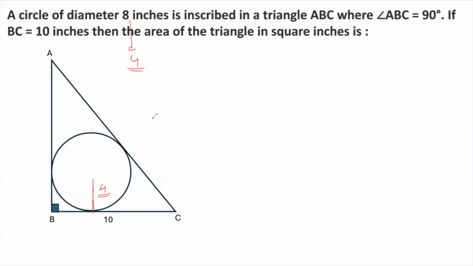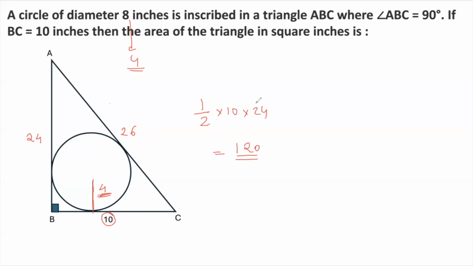And now in our table that we had discussed, we can check for a Pythagorean triplet having one side as 10, the perpendicular side is 10, and the inradius is 4. You'll very clearly observe this is our 10, 24, 26 Pythagorean triplet. So if you remember the table we had discussed in our course, you will instantly get the answer, half into 10 into 24, and that is 120.